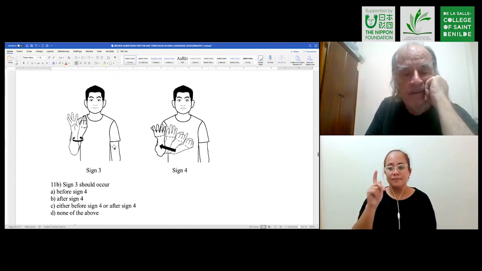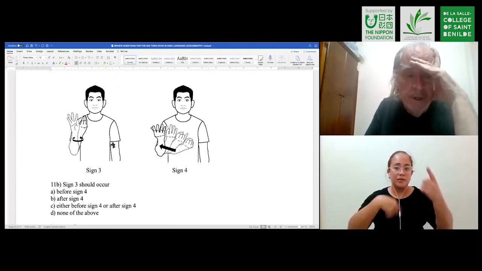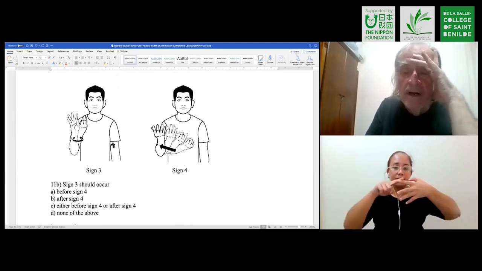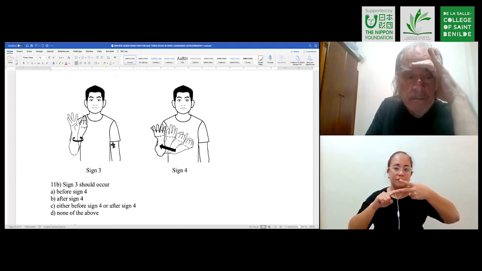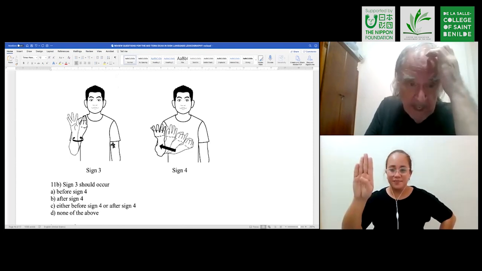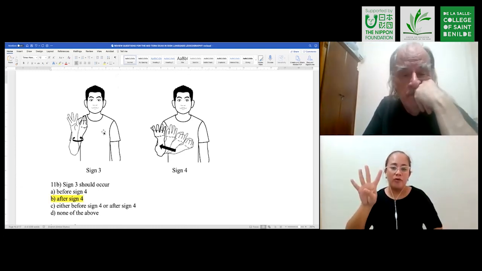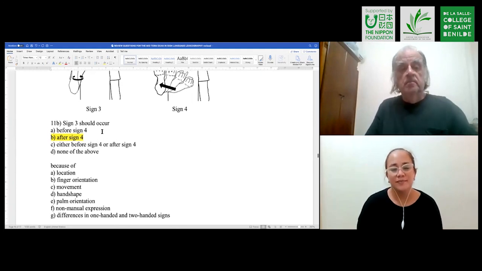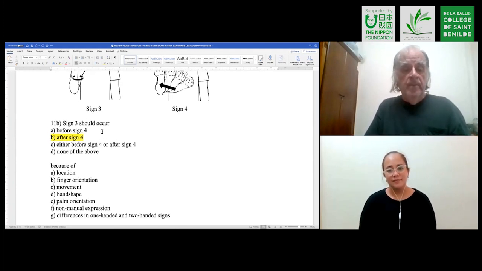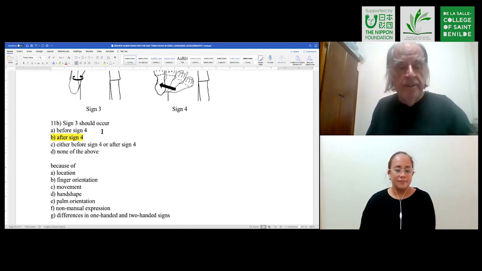Okay, now a different version of the question. Sign 3 should occur before sign 4 or after sign 4. I see B and Peeb says A. Oh, sorry, Peeb says B. Sorry, B, B yes. After Peeb's changed his mind. Sign 3 should occur after sign 4. Okay, and because of? D. Hand shape. Yes, hand shape.